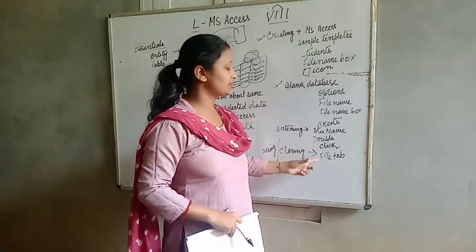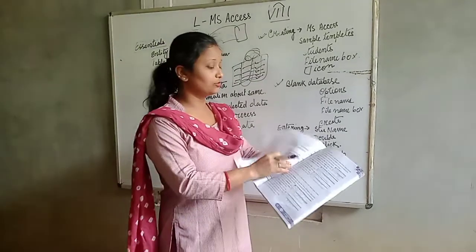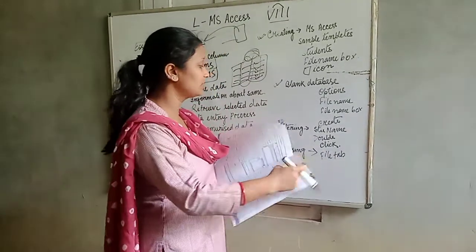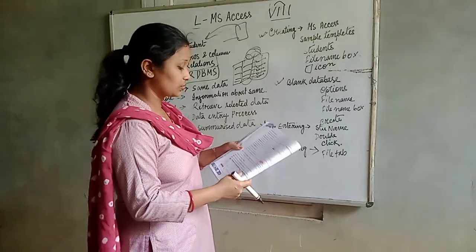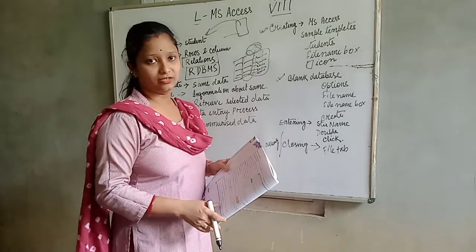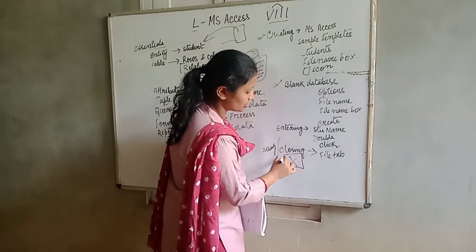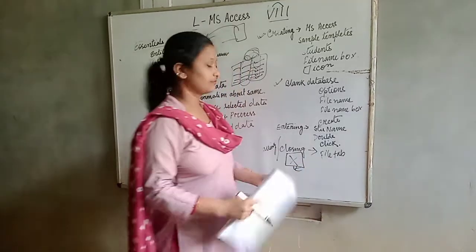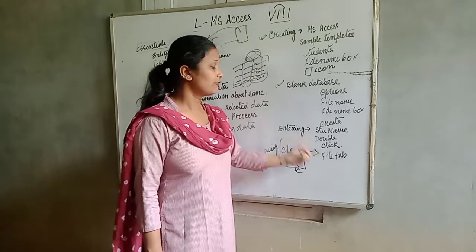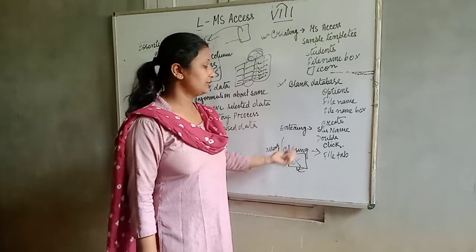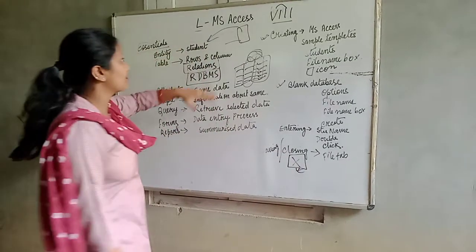Saving and closing. For saving and closing, you have to go to the file tab. After going to the file tab, if you want to save, then click save. If you want to close, you can go to exit. Another option is also there, the cross sign. This is for the existing database. How do you exit from the database? Either go to the file tab or press the cross sign. So this is about the essentials.